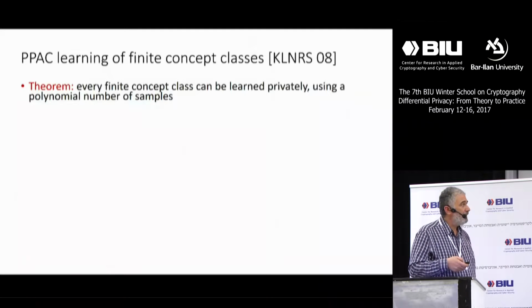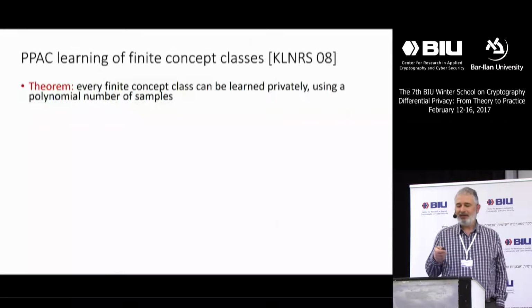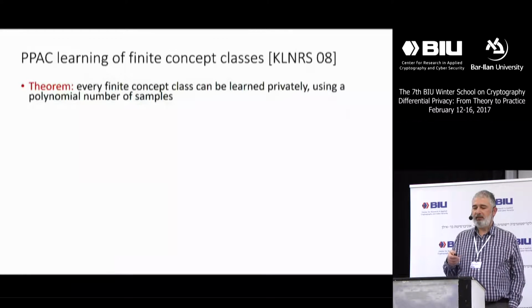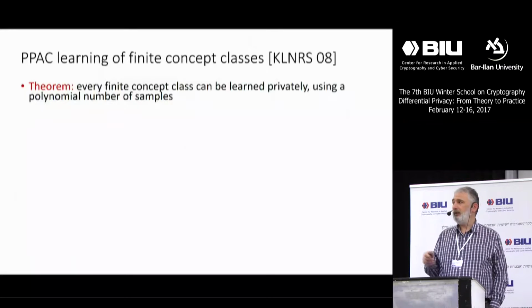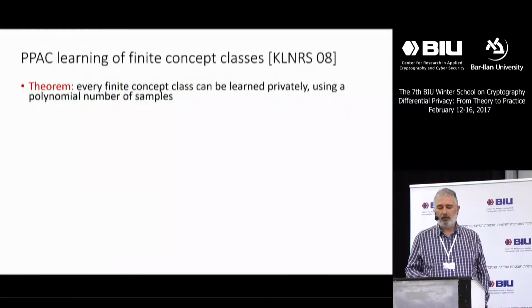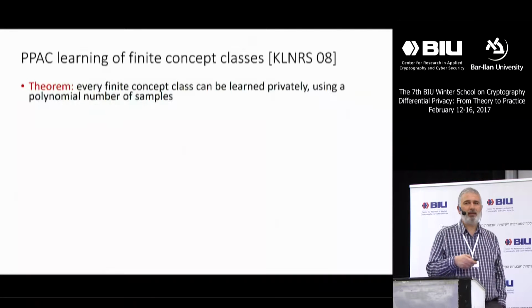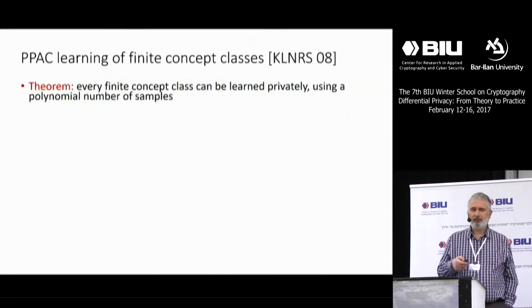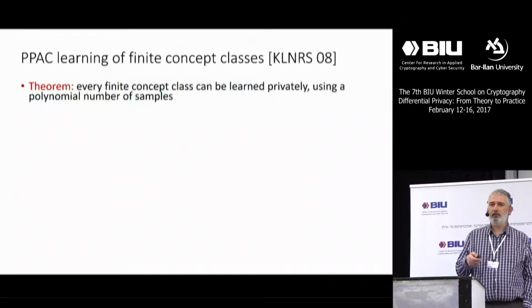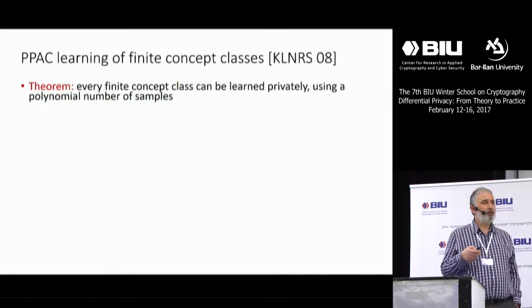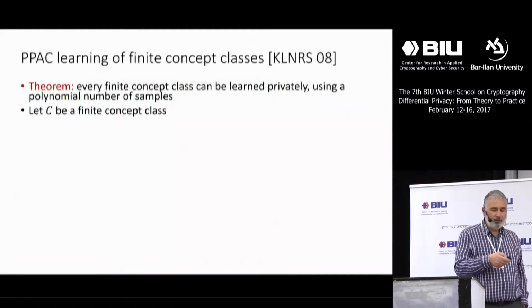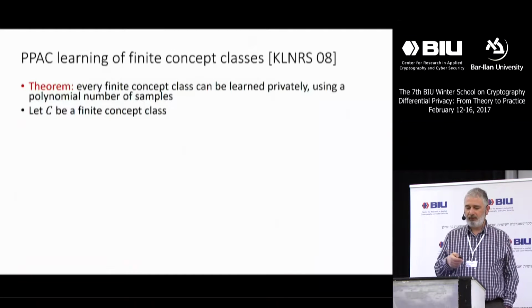Essentially, every finite concept class can be learned privately using a polynomial number of samples. We're not talking about running time yet. But in terms of sample complexity, we can almost always learn as long as the concept class is finite. Okay? And the reason is going to be similar to the Occam razor result, that the sample complexity is logarithmic in the size of the concept class. And actually, the algorithm is not that complicated. We have all the tools for showing it, so let me do that.